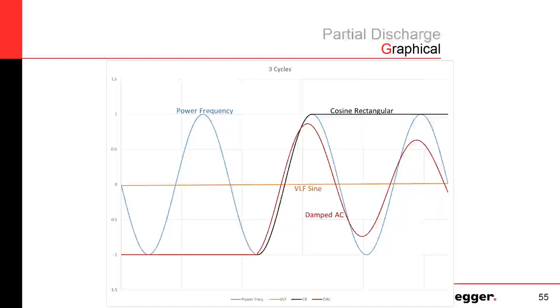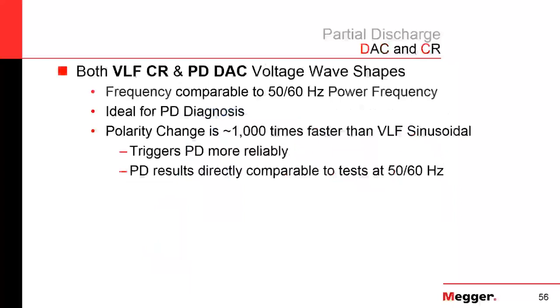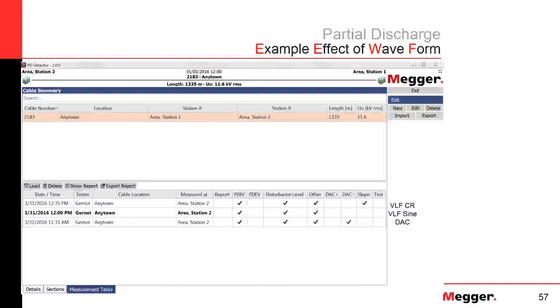The one outlier here, though, is that VLF sine, and at this zoom level, it almost looks flat. It almost looks like DC. And in fact, where power frequency takes about 8 milliseconds to go from a positive to a negative peak, VLF sine takes 5,000 milliseconds or 5 full seconds to go from one peak to the other. So it's a much different rate of change of voltage compared to power frequency. And you may wind up with differences in your partial discharge measurement.